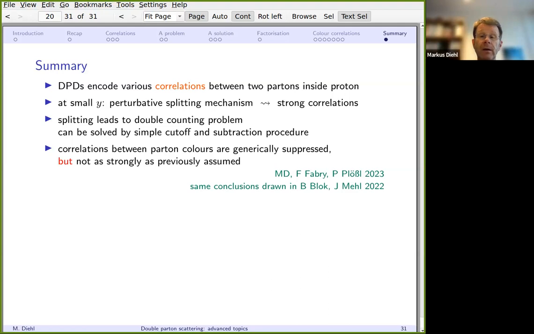And finally, whereas it's true that color correlations between partons are generically suppressed, they're not so strongly suppressed as one might naively think. And that means in the end of the day, for a reliable phenomenology, one should take them into account whenever it's technically possible. And with this, I thank you for your time and attention.